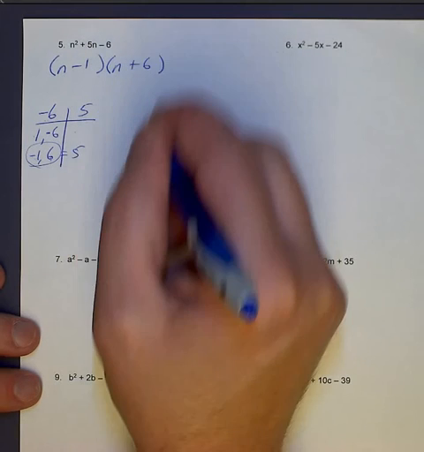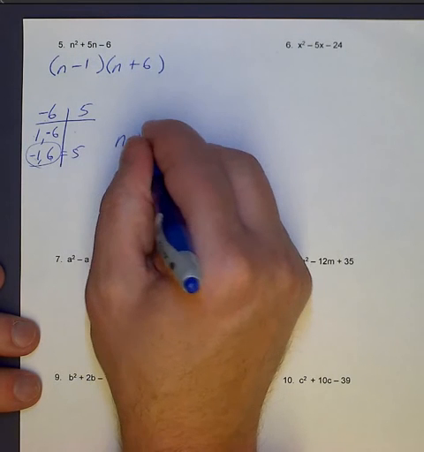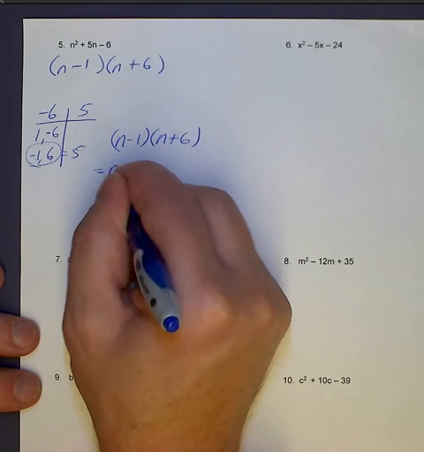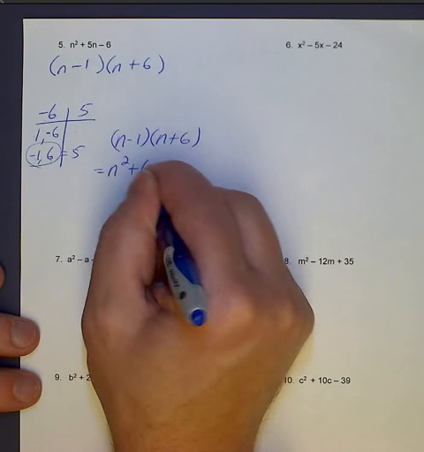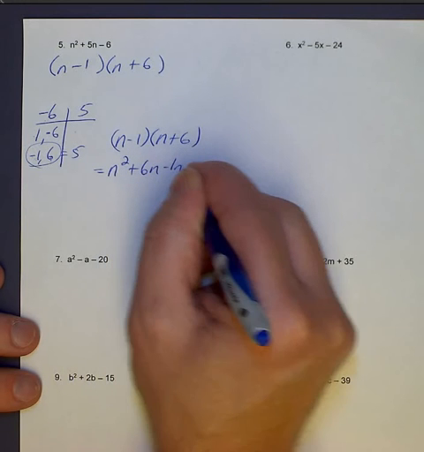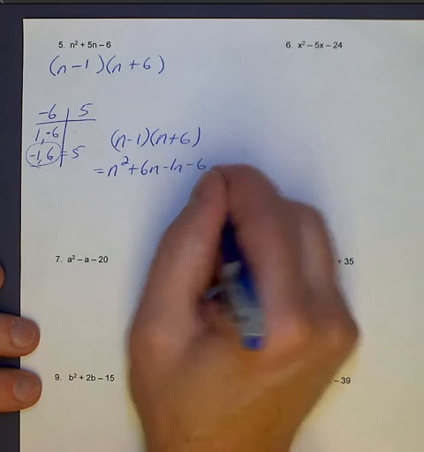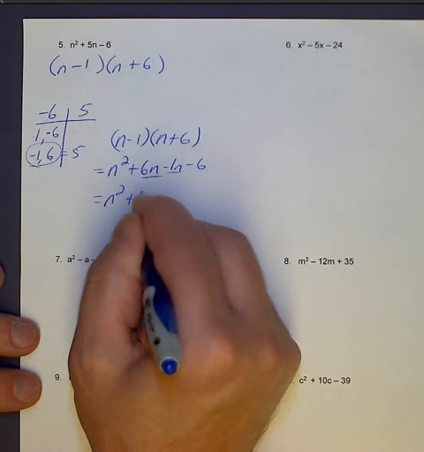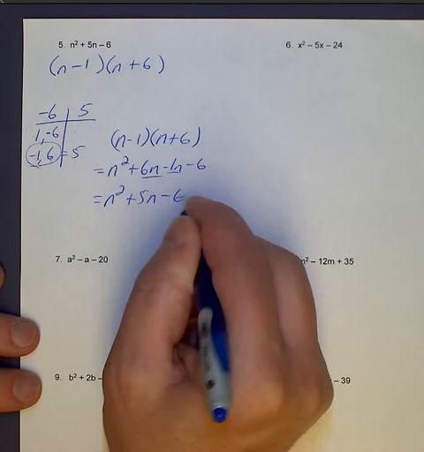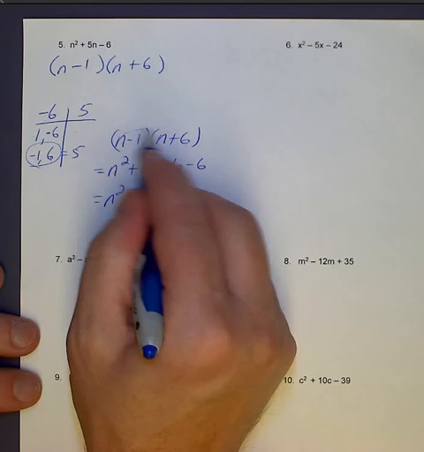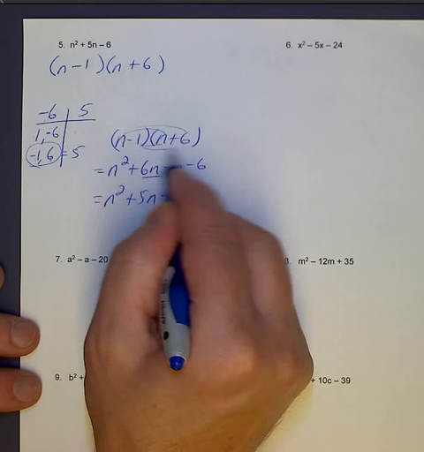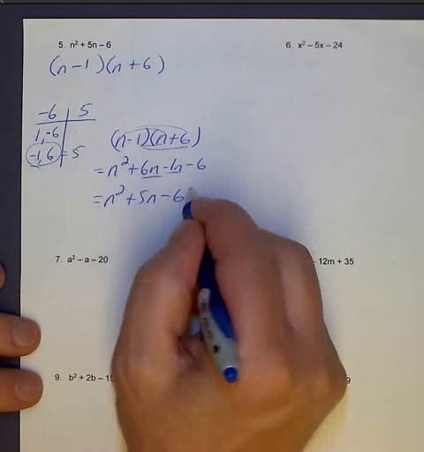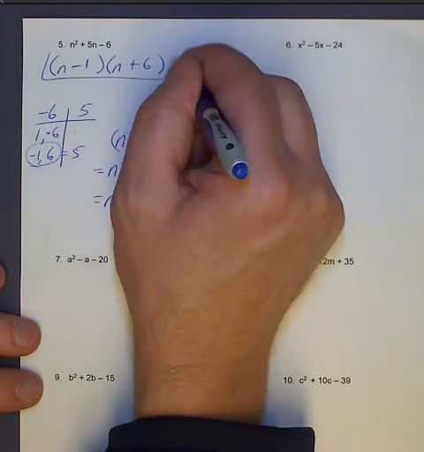I'm going to double check. N minus 1, n plus 6. I get n squared plus 6n minus a single n minus 6. I'm going to combine my like terms. I get n squared plus 5n minus 6. So up here I did FOIL. First, outside, inside, last. That's how I got that. Combine my like terms. This is the same as that. That checks, meaning that's the factors.